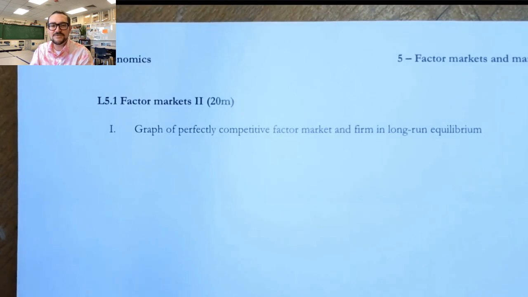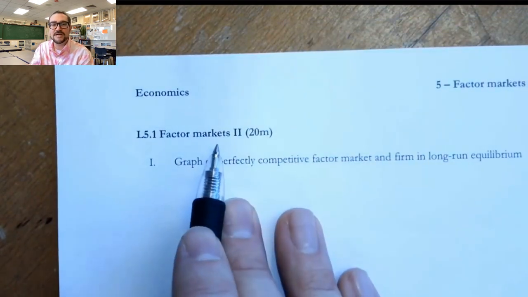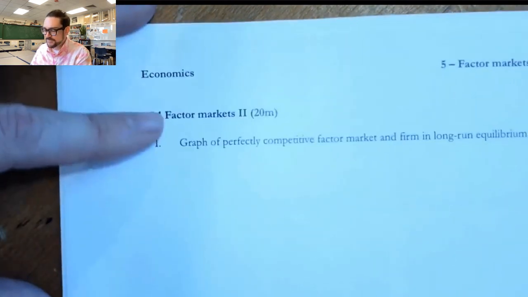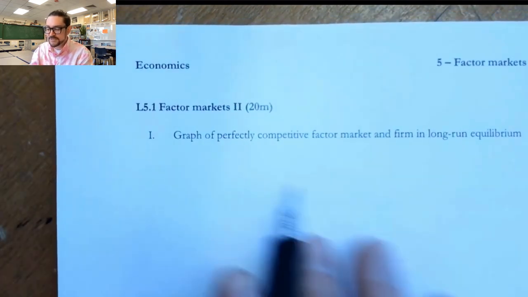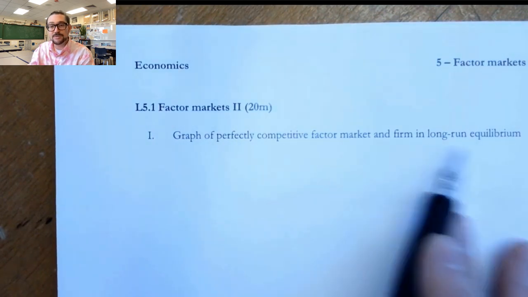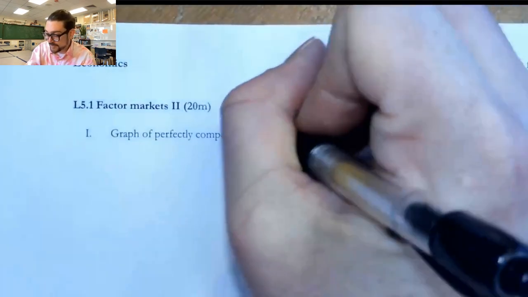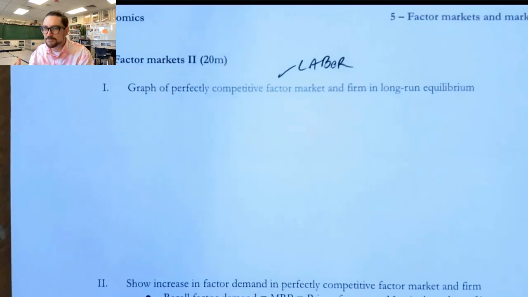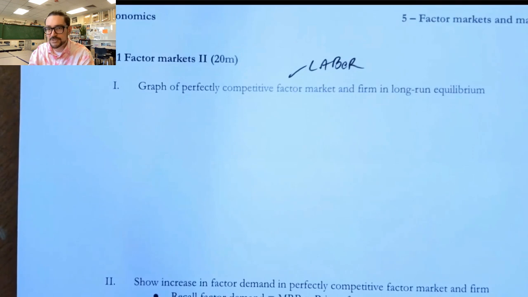Well, hi there. So in this video, we're going to be taking a look at the second lecture on factor markets. We're actually going to do some graphing, and that's all we're actually going to do on this one. So the first part is a graph of a perfectly competitive factor market and a firm in long-run equilibrium. And we're going to do a labor market for this one, just to show what that would look like. But the differences are pretty small. It's really just in labeling how we're going to do different stuff.